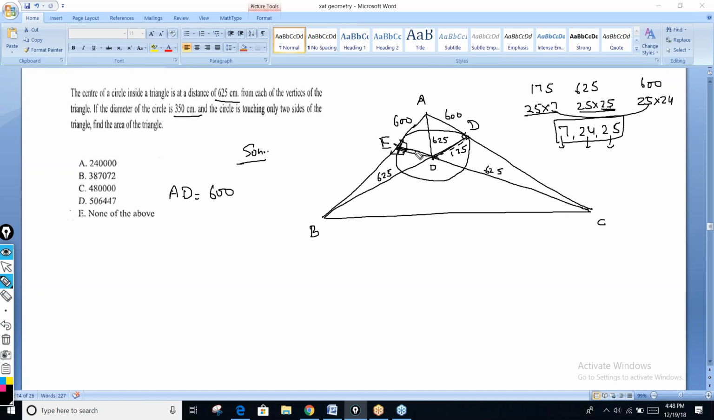There is again a 90-degree angle, the radius is 175. Similarly, BE will also be equal to 600. Similarly, 175, that is 625, so this will also be 600. CD will also be 600. AD and AE are also 600. So basically this becomes an isosceles triangle. AB and AC both are equal to 1200.